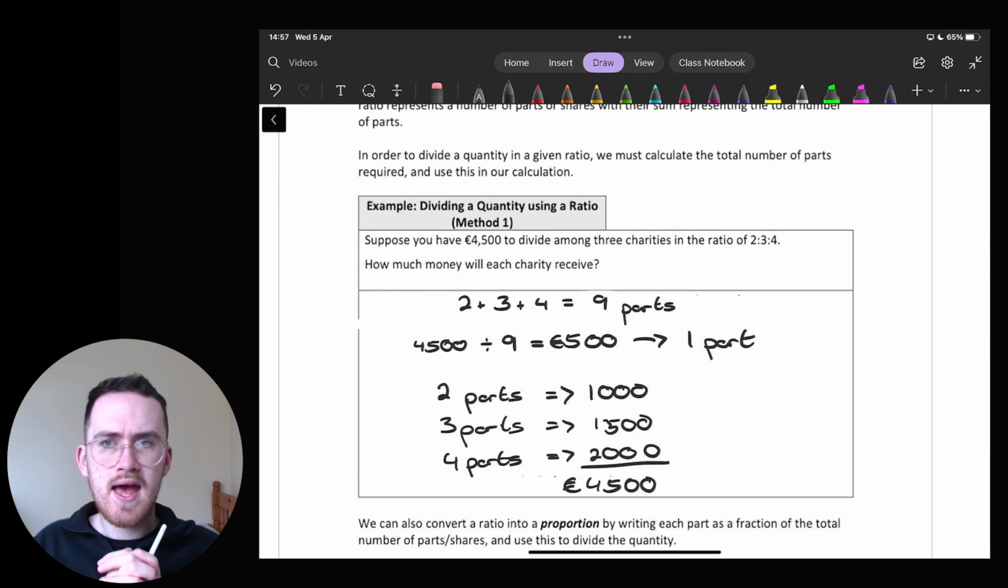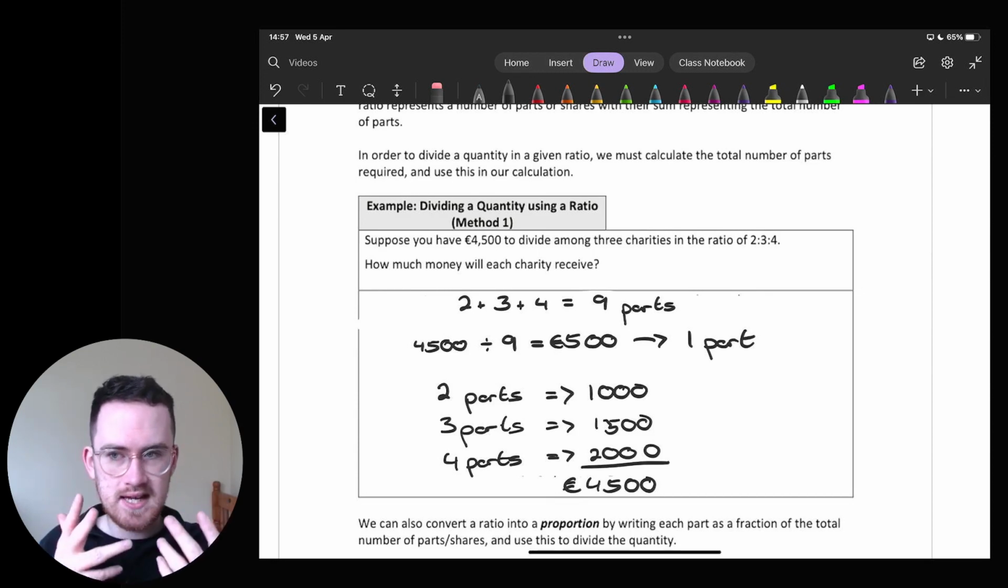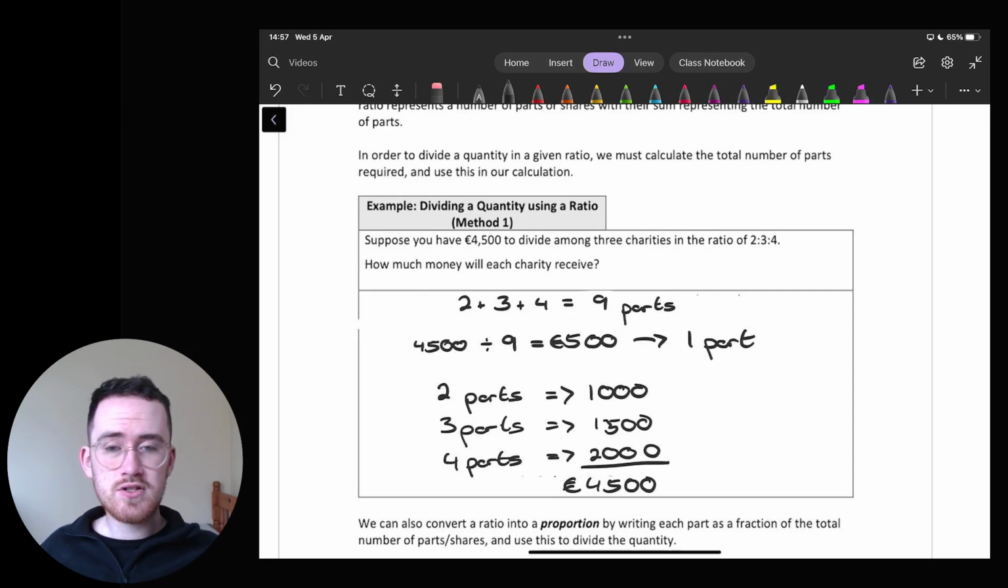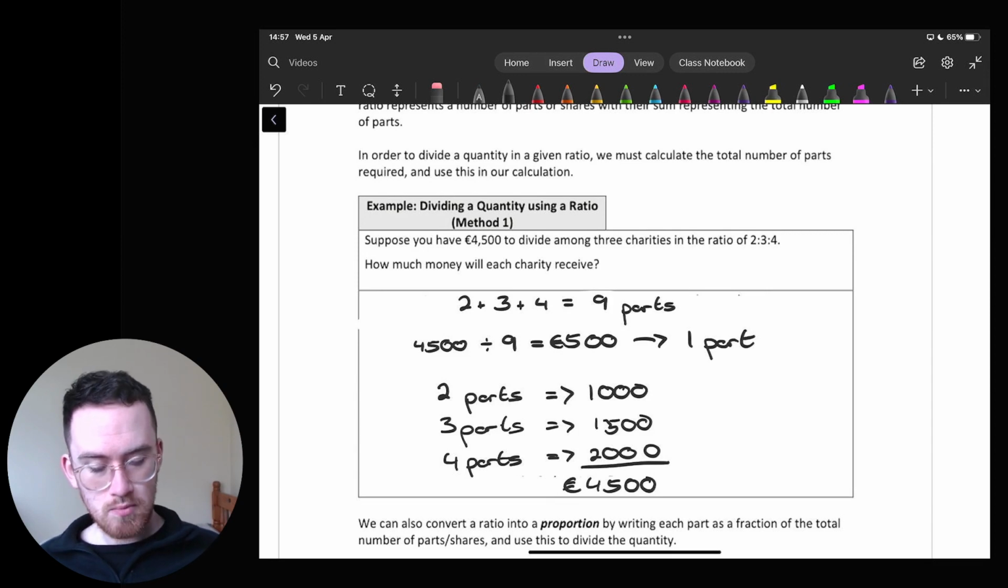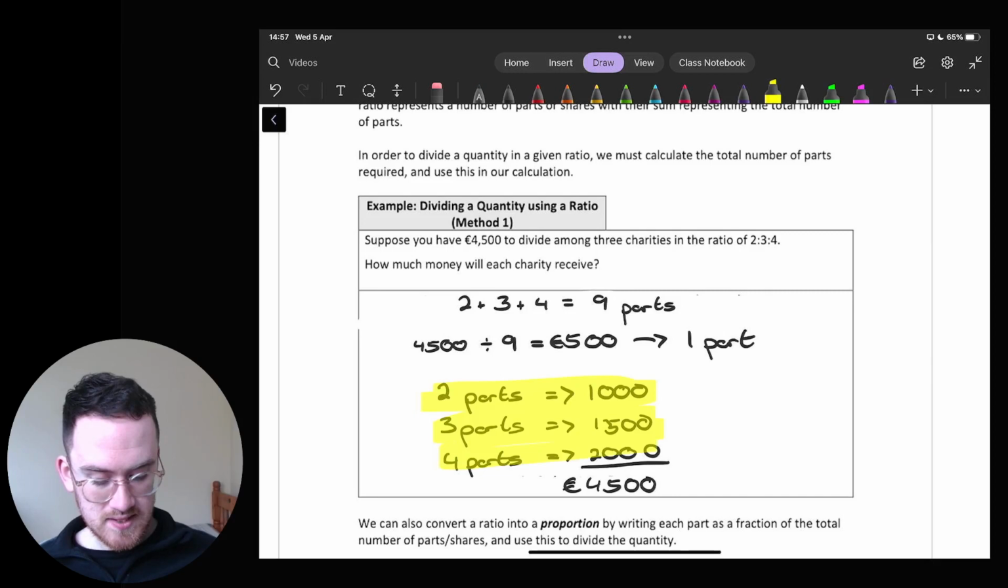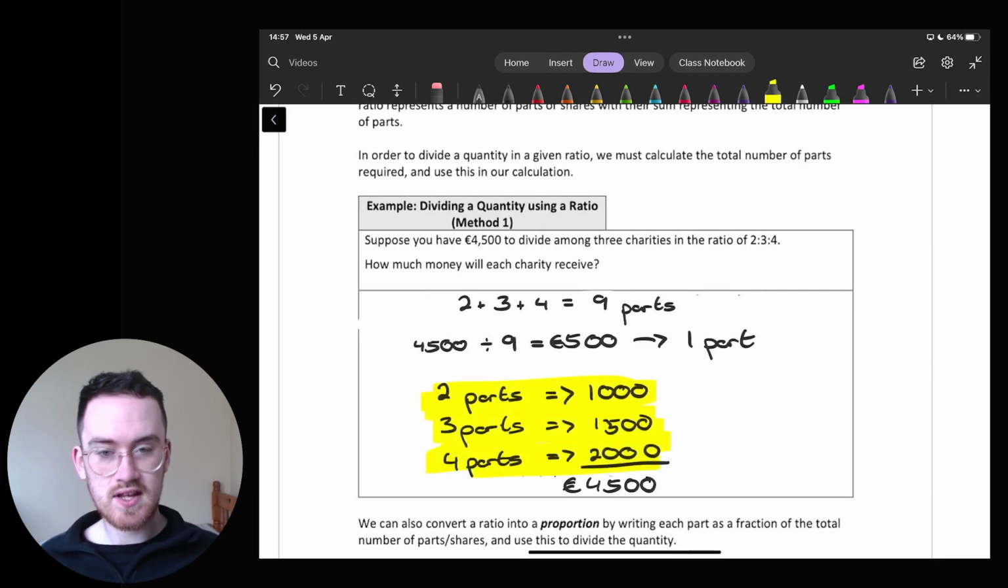It can't end up that any of the charities have gotten more than we intended. It can't end up that I've split out more money amongst the charities, and also I've split out all the money, so I shouldn't have any left over either. So when I add up those shares again, I should get back to the total amount that I had at the start. What we have here is what we were looking for, how much does each charity get? And this is the amounts that each charity got. So if we were given a name for the charities, we could make it a bit more specific and say, you know, charity A got 1,000, and so on and so forth.